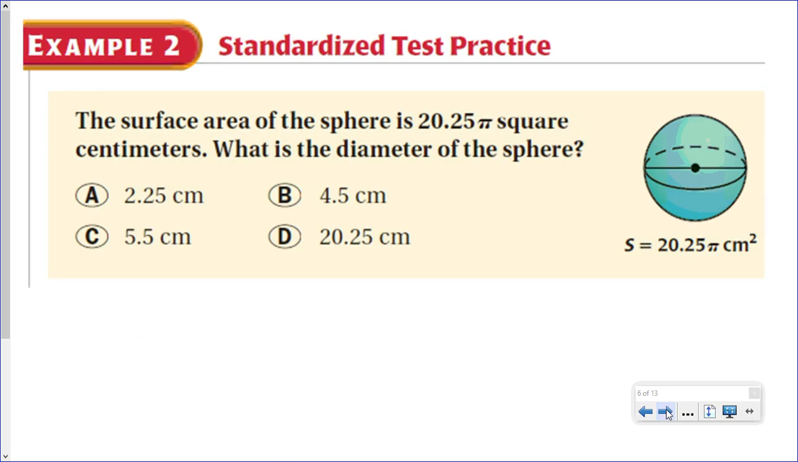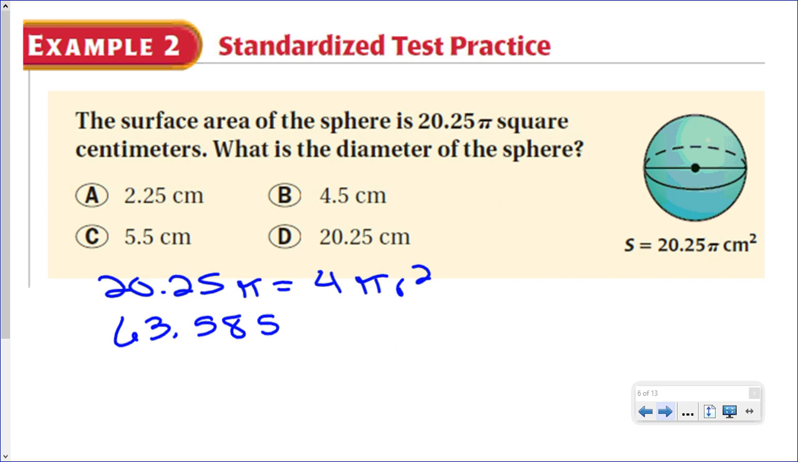Okay, the next one. They tell you what the surface area is, and you're supposed to go backwards. We're going to have to find the radius first and then transfer it into diameter. So here we go. You start off with surface area is 20.25 pi equals, and the formula 4 pi r squared. So I'd get 20.25 times 3.14 right away to get 63.585. Set that equal to 4 pi r squared.